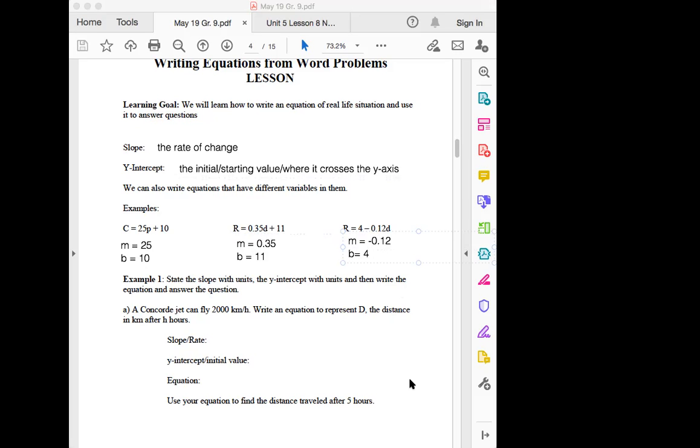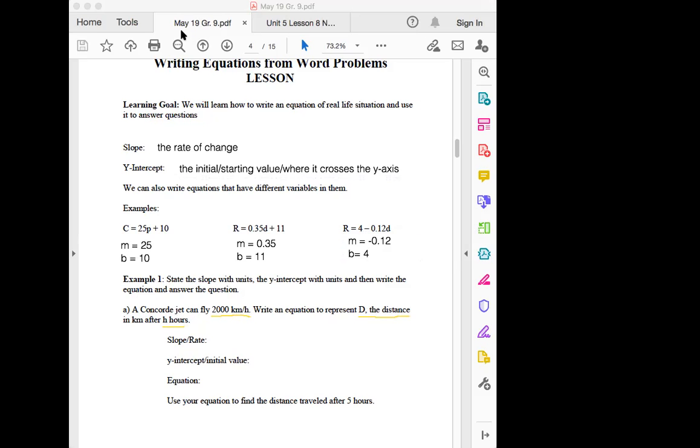Okay, so we're looking at word problems and how to find the slope from there. So we have our first example, which is state the slope with units, the y-intercept with units, and then write the equation and answer the question. So a Concorde jet can fly 2,000 kilometers per hour. So it's important that we highlight or underline our important information. Write an equation to represent D. So D is our one variable, in kilometers after 8 hours.